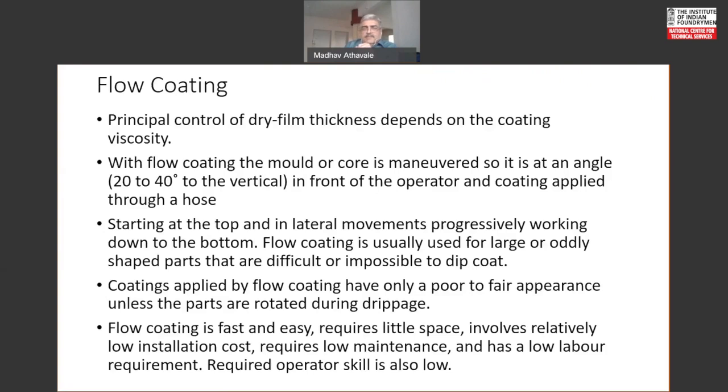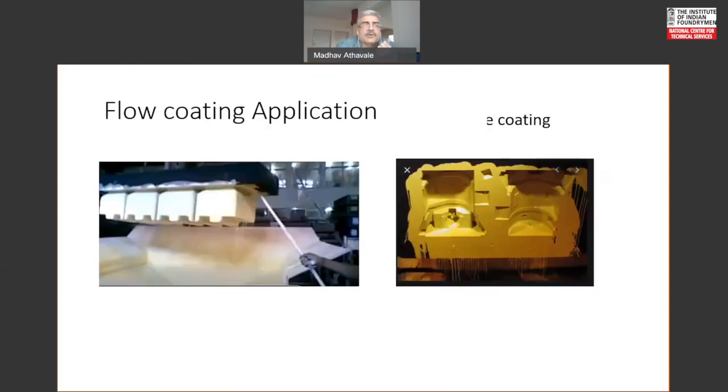It requires little space, but it does require space for having a collection tray and a stand for keeping your molds and cores. It involves relatively low cost installation, maintenance is low, labor requirement is low, and operator skill level also is low. And here are some examples, some photographs.